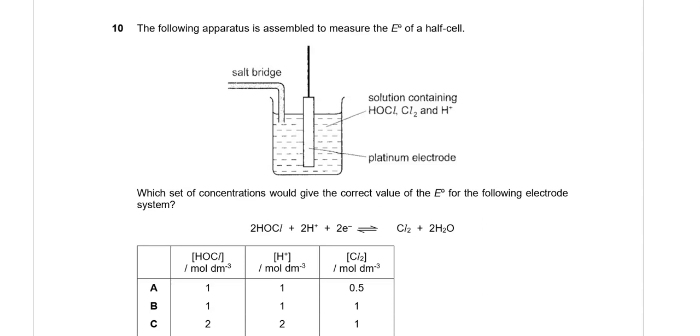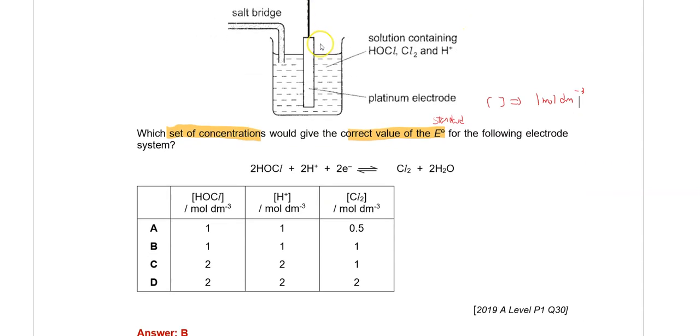Okay, moving on to question 10 of the MCQ of Electrochem 1 tutorial. We are supposed to look at a setup to measure the E0 of a half cell. The key consideration in this question is which set of concentrations will give the correct value of E0. So E0 is a standard condition, which means all your concentrations are at 1 mole per dm cube. So in this case, it's pretty obvious. Answer B will be the correct answer.